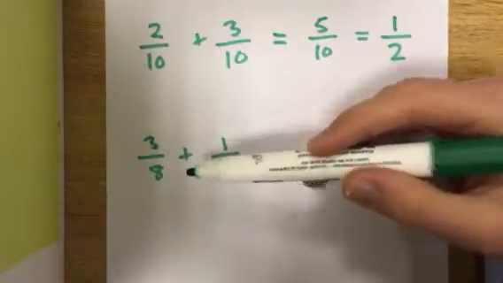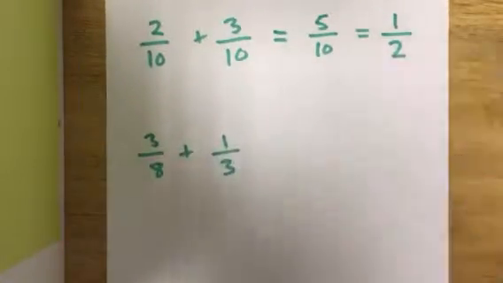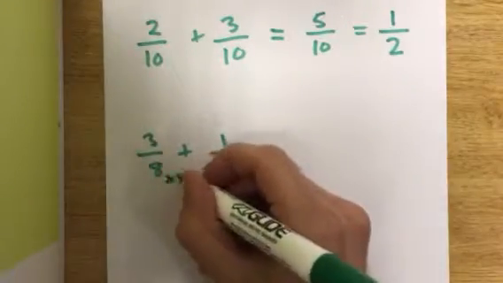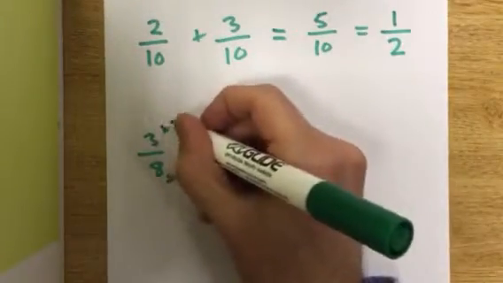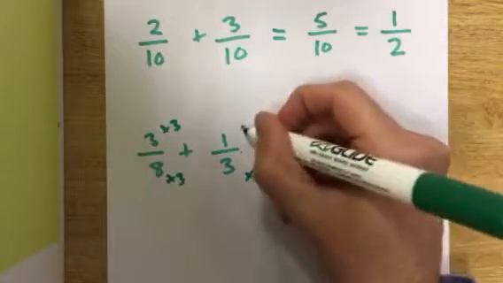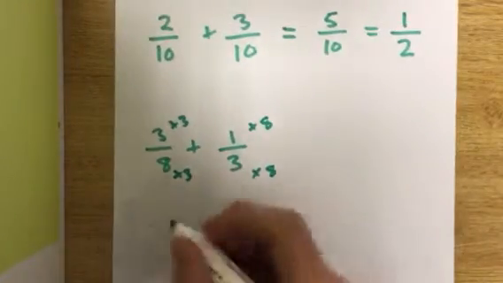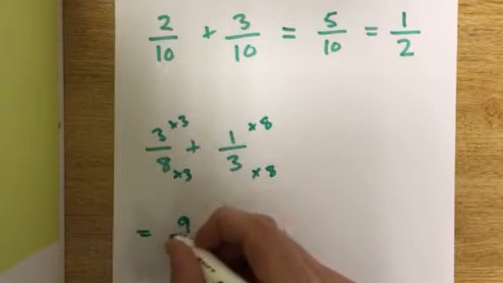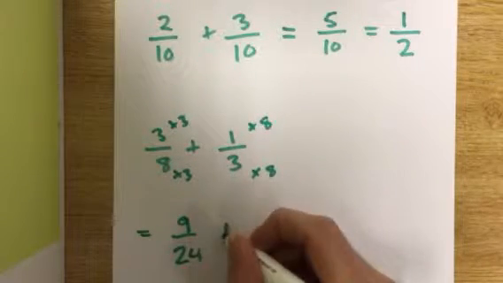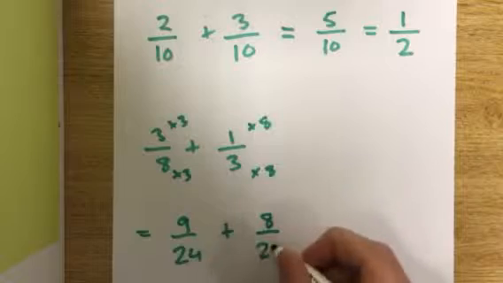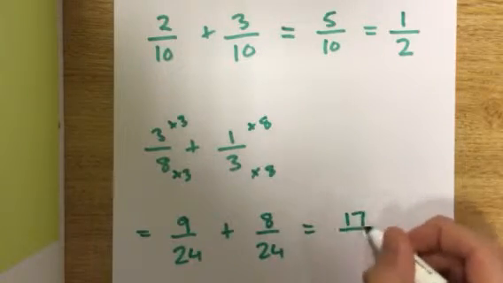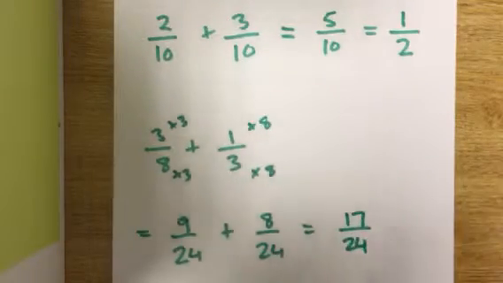Find the lowest common multiple of 8 and 3. So I need to multiply this by 3, and this by 3, and this by 8, and this by 8. Because the lowest number that both these numbers fit into is 24. So 3/8 becomes 9 out of 24, and a third becomes 8 out of 24. So in total I get 17 24ths.